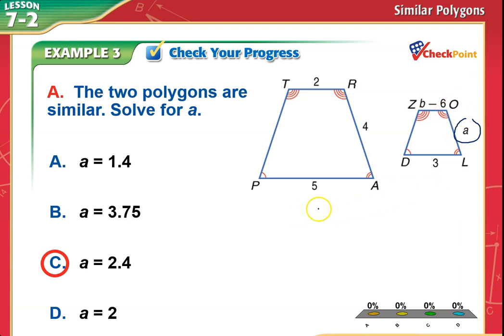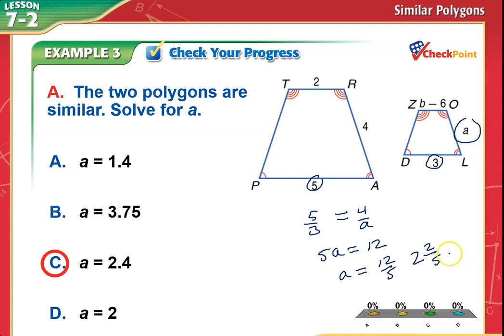Well, what we can do is we could say 5 is to 3. Those are known ratios, right? 5 is to 3, and then we can say as 4 is to A. Then we can say 5a is equal to 12. And then we can take 12 divided by 5. That would be 2 and 2/5, I believe. And 2/5 is 0.4. And there you go, 2.4.